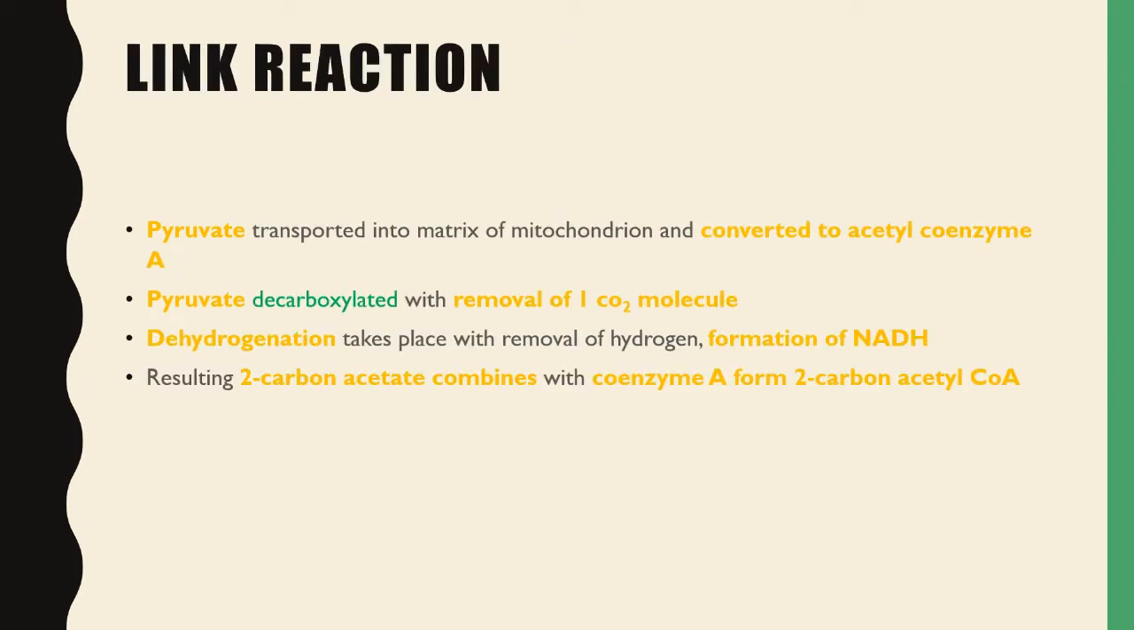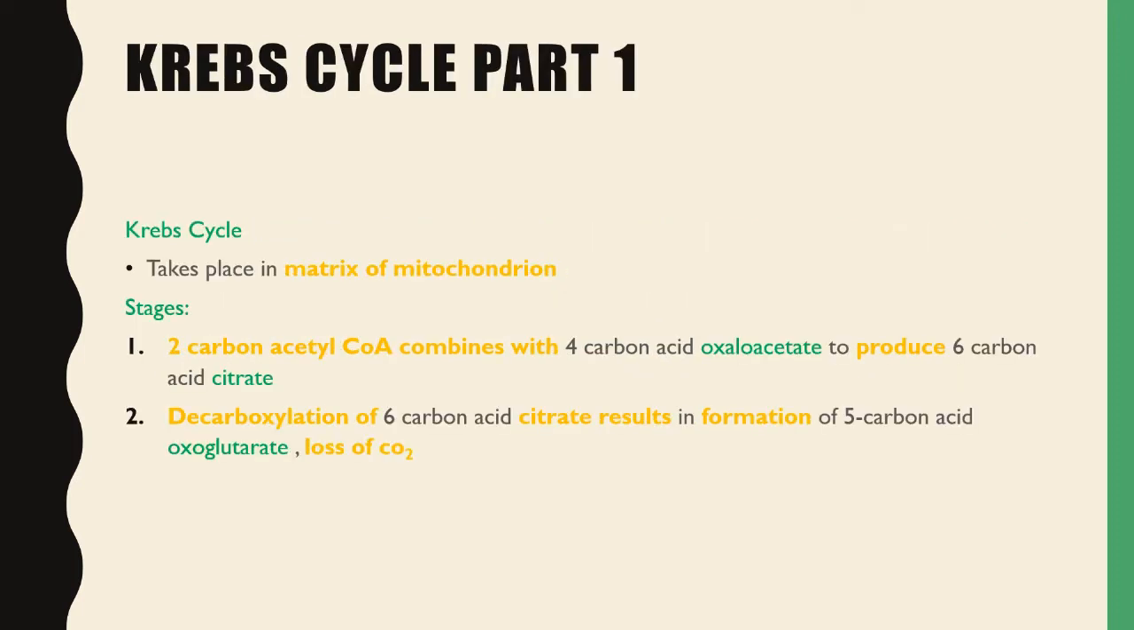So the link reaction then. Pyruvate will be transported into the matrix of the mitochondria and converted to acetyl coenzyme A, where pyruvate will be decarboxylated with the removal of 1 CO2 molecule. Dehydrogenation will take place with the removal of hydrogen to form an NADH, resulting in a 2-carbon acetate combining with coenzyme A to form a 2-carbon acetyl CoA. This will then enter the Krebs cycle, which takes place in the matrix of the mitochondria.